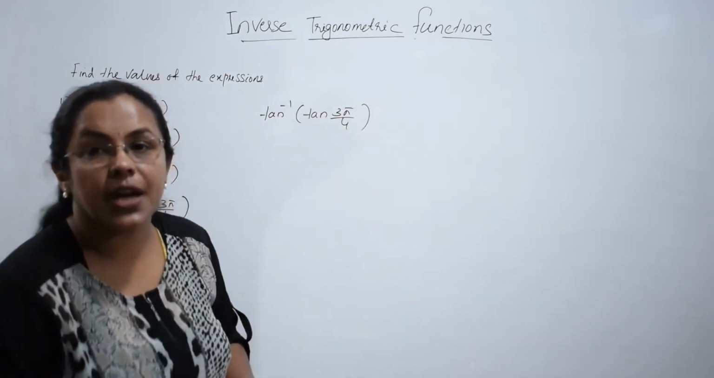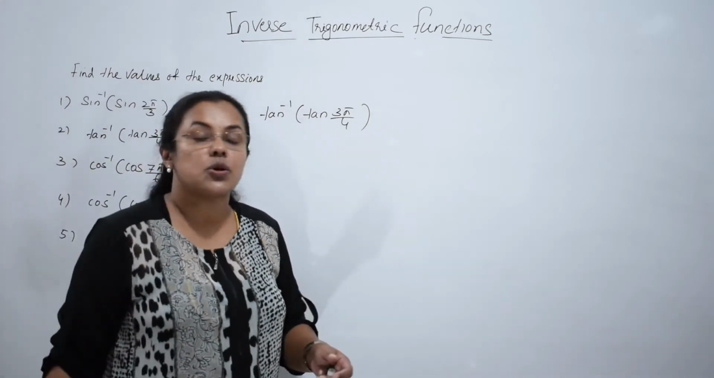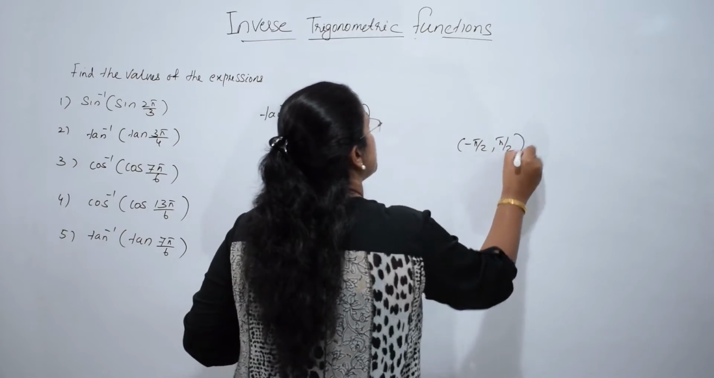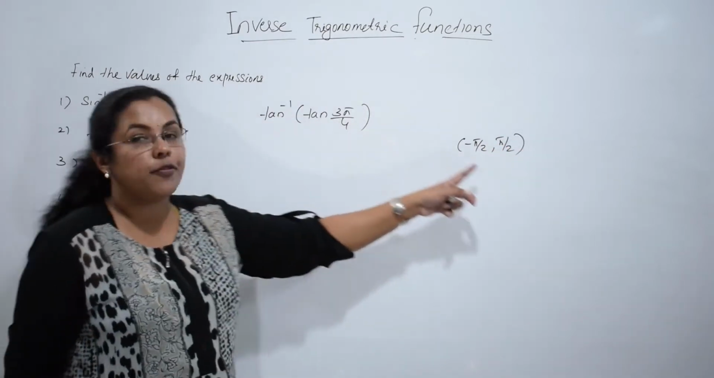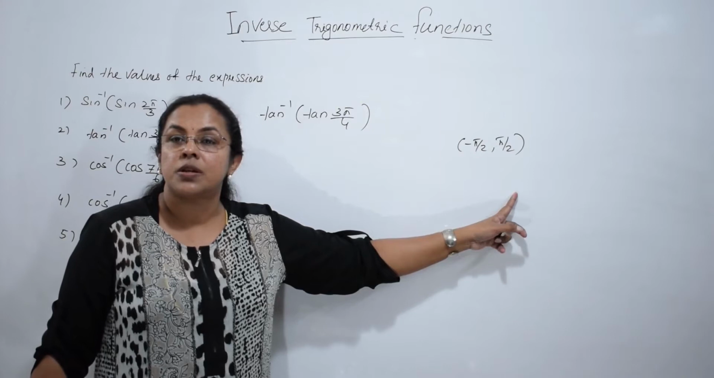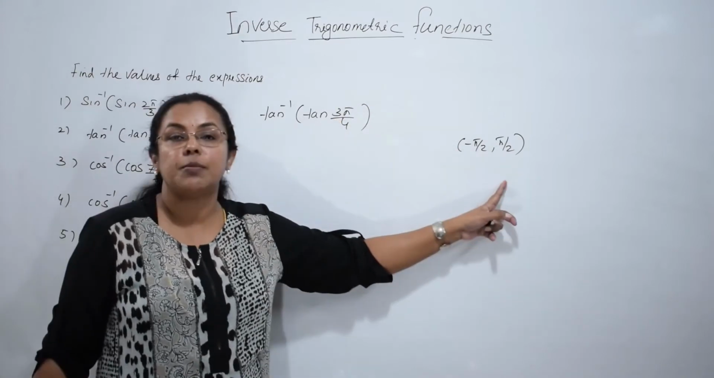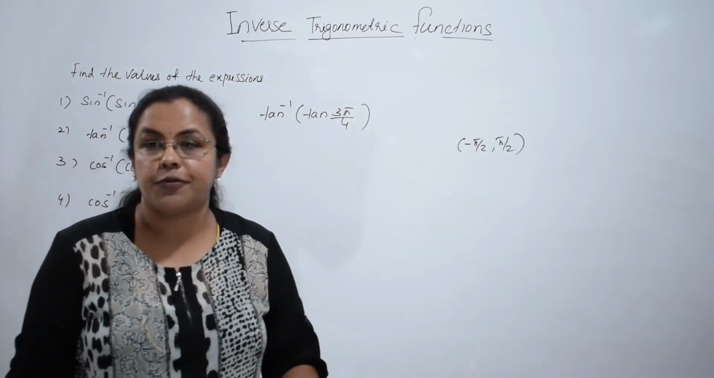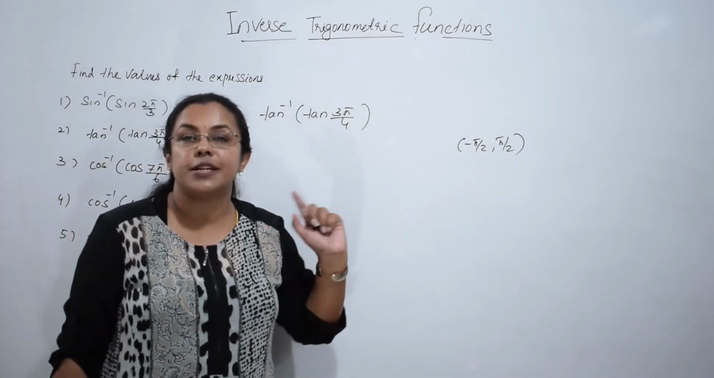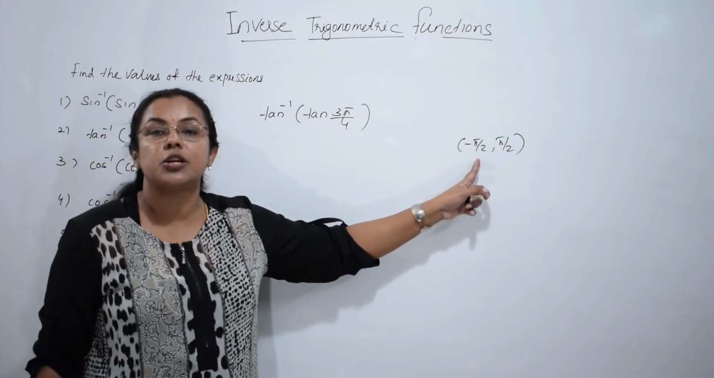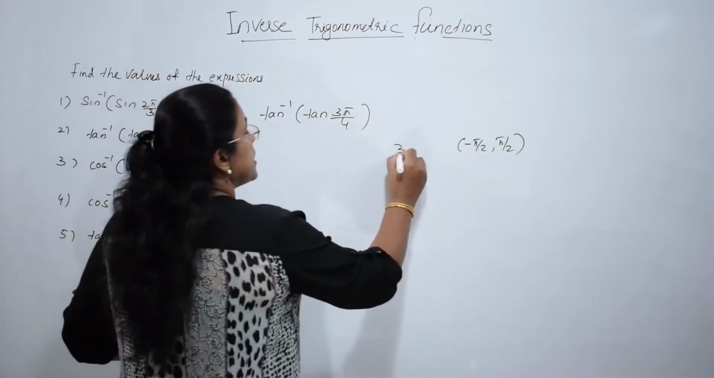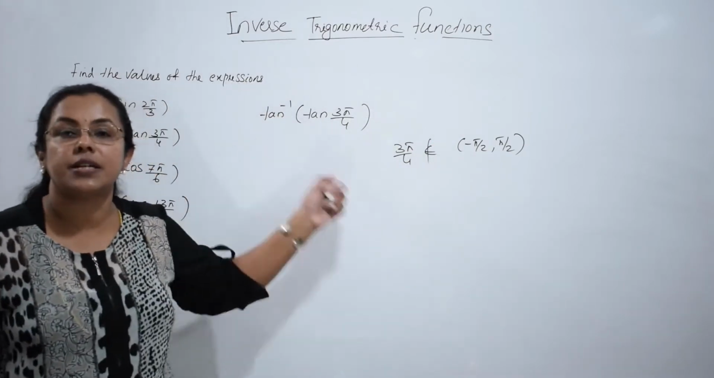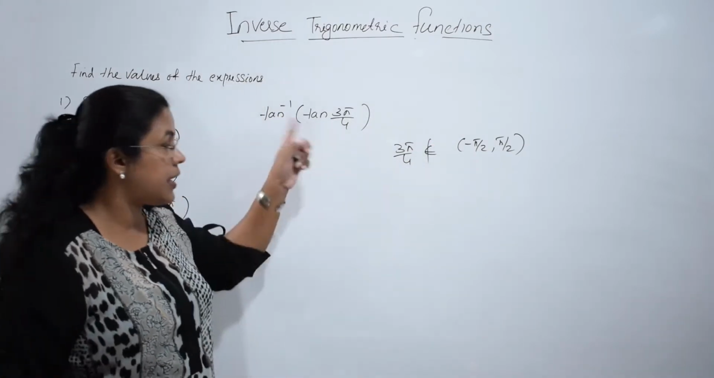What is the range of tan inverse? That is also the open interval minus pi by 2 to pi by 2, isn't it? Is 3 pi by 4 an element of this range? What is 3 pi by 4? Pi by 4 means 45. 4 3s are 12, 135. 135 is not an element of this. So 3 pi by 4 is not an element of this, so we cannot write it as theta.